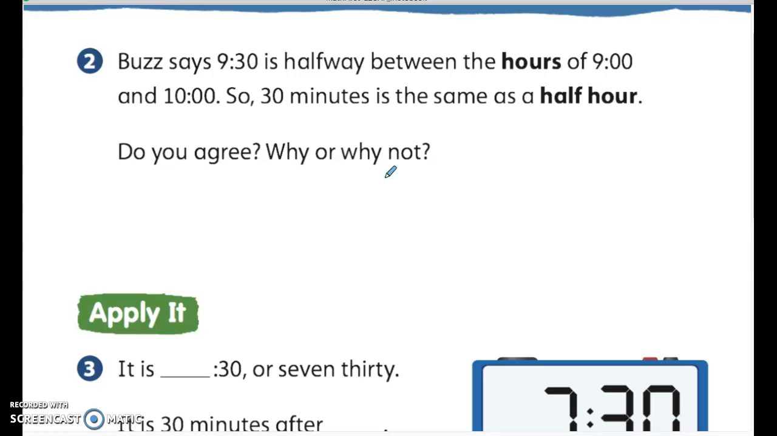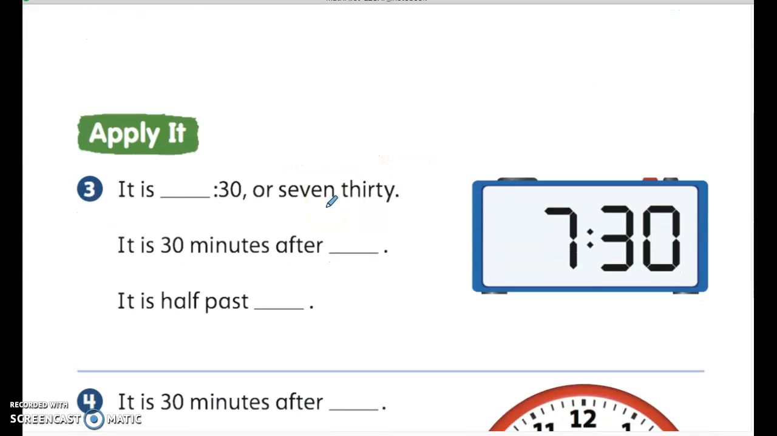So I agree with Buzz because 9:30 is halfway between the hours of 9 o'clock and 10 o'clock. That means that 30 minutes is the same as a half hour. Okay, down here to question 3. It is blank thirty or 7:30.